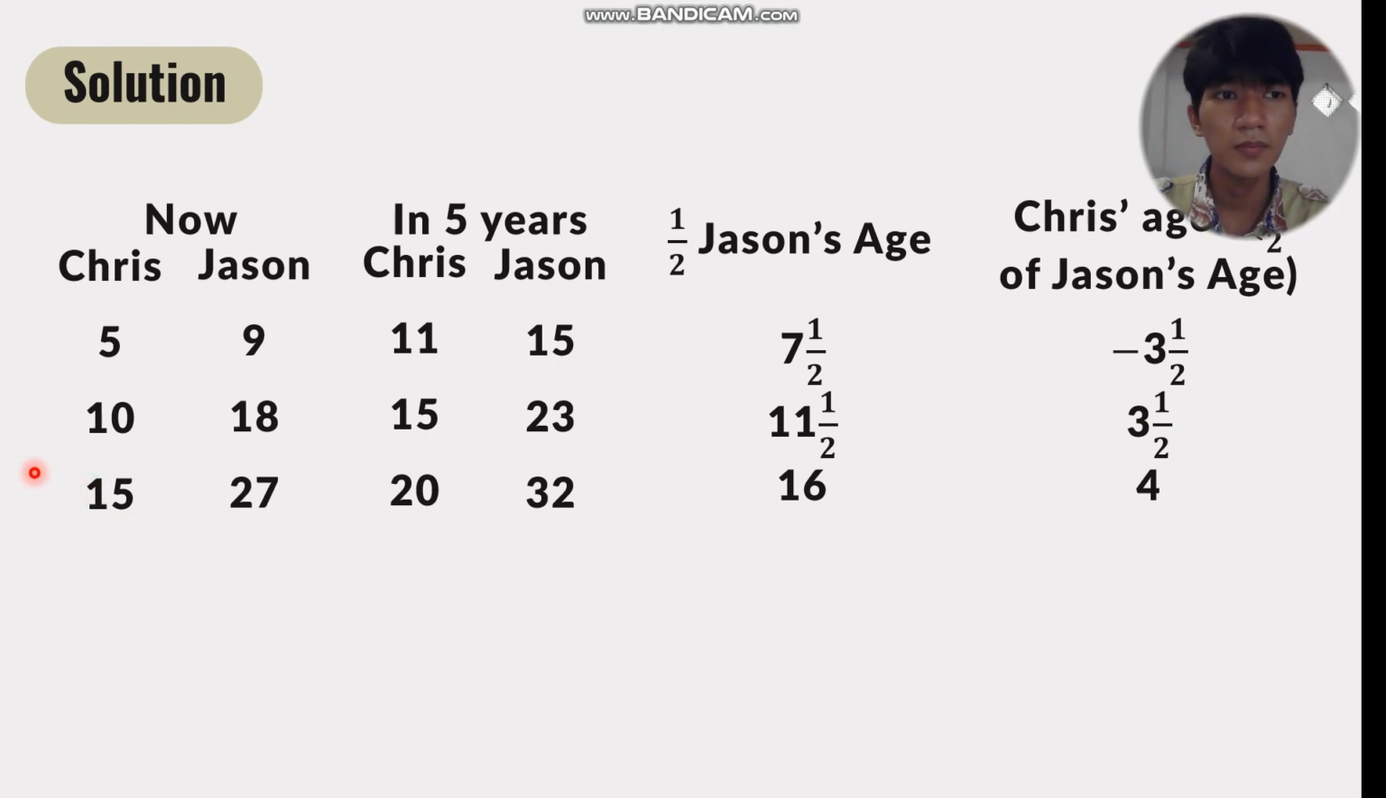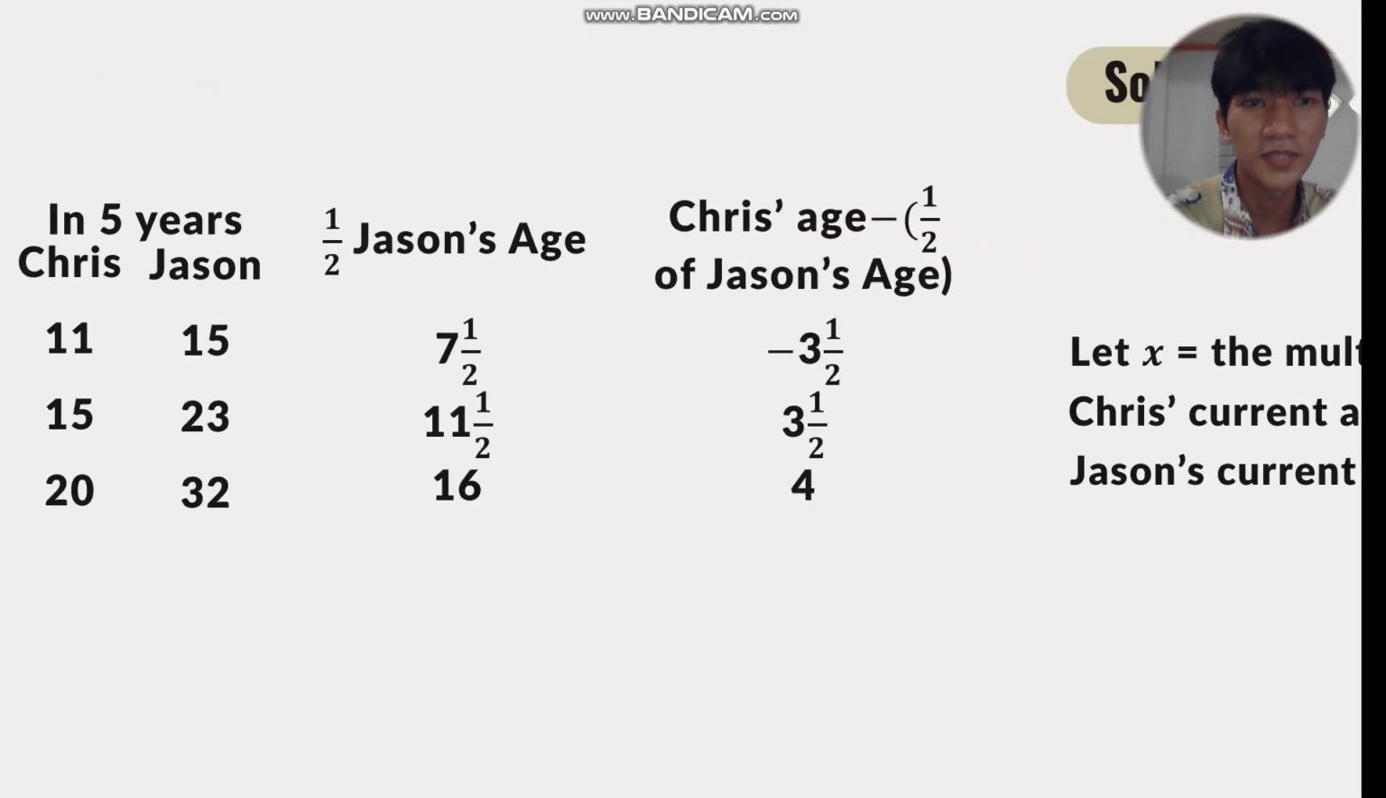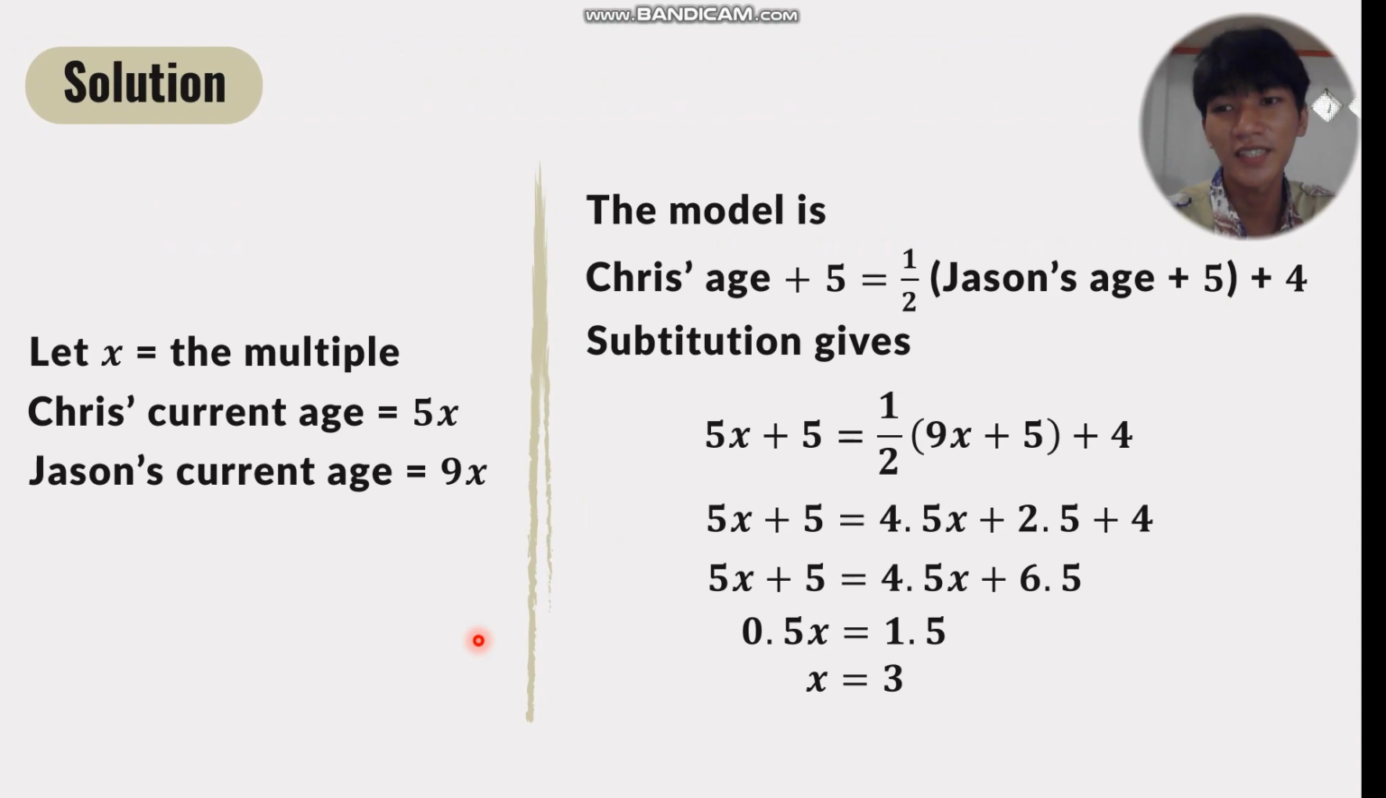If we multiply the ratio by 3, we have this one. Jason's age will be 27 and Chris's age will be 15. So in 5 years, Jason's age will be 32 and Chris's age will be 20. So half of Jason's age is 16. So Chris's age minus half of Jason's age is 4. This is the correct answer because Chris's age is half of Jason's age plus 4. And this is another solution.